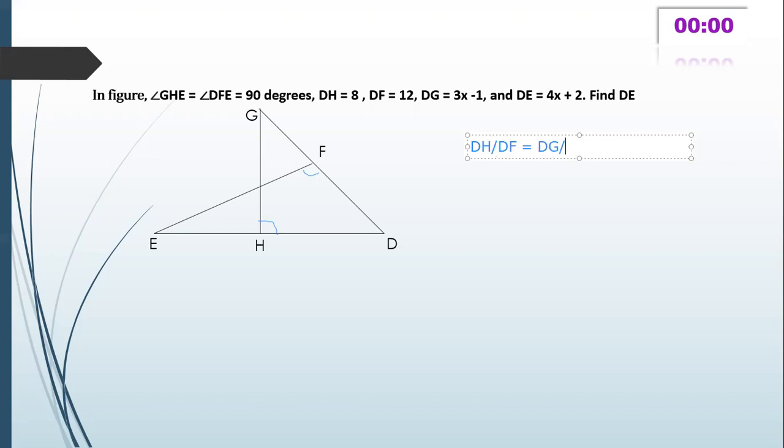So DG by DE is given, 8 by 12 equal to (3x minus 1) by (4x plus 2). Now you know how to solve this equation, and you will get 28 equal to 4x. This means x is equal to 7, and the value of DE, which is 4x plus 2, is equal to 30. So this is the exact solution. I believe it is clear. Yes, Satvik, the answer is 30.